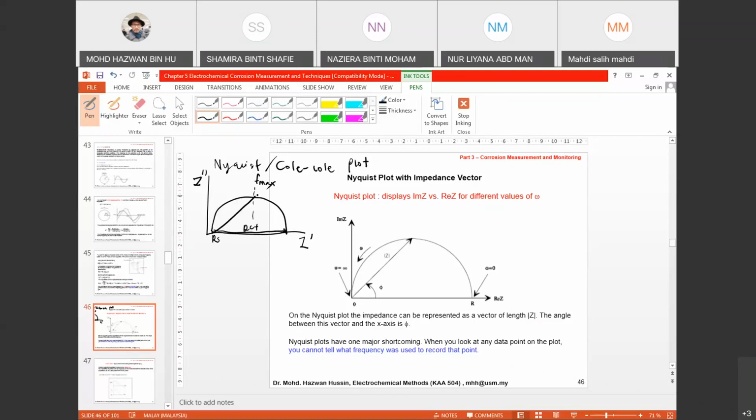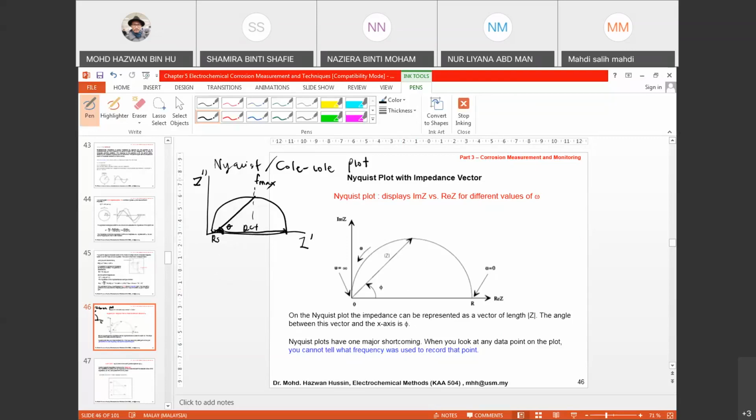The vector between RS and the maximum frequency has an angle, theta. This is your phase angle. On the Nyquist plot, the impedance can be represented as a vector of length modulus Z. The angle between this vector and the x-axis is equal to phi. The Nyquist plot has one major shortcoming: when you look at any data point, you cannot tell what frequency was used to record the point.